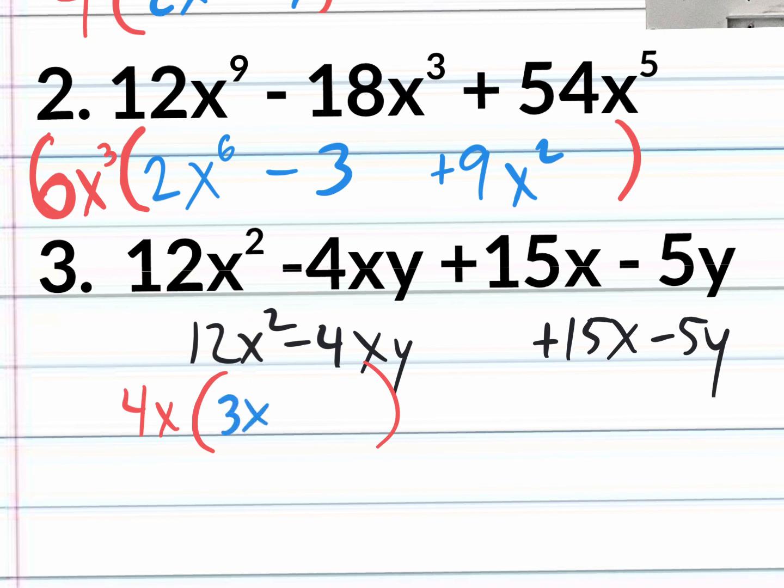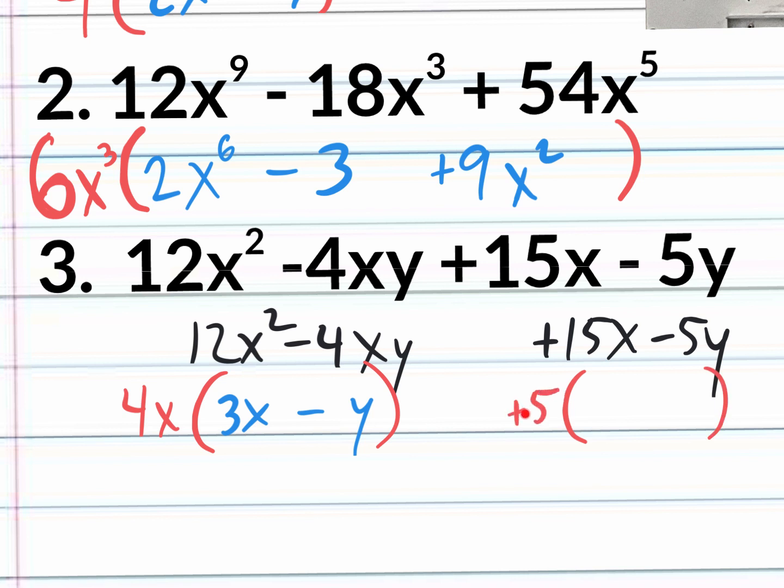4x times what gets you back to 12x squared? 3x, okay? And how about 4x times what gets you back to a negative 4xy? A negative y. You can put a negative 1y. I like to put just y instead of a negative 1y. And then let's try to factor out of the second group. What could I pull out of the second group? A positive 5. Yeah, that's right.